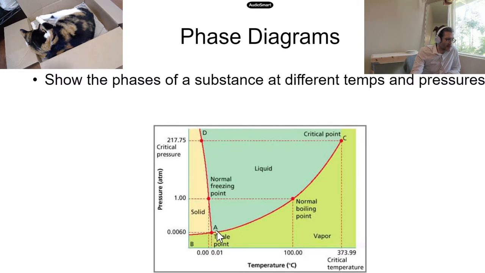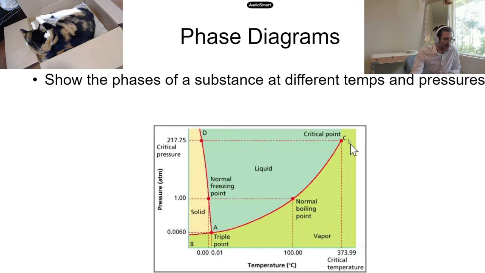This thing here, the triple point right here, what this says is that this is the point at which all three of these phases exist in equilibrium. Okay, and down below the triple point, we can sublimate from a solid to a vapor, or we can have deposition from the vapor to the solid, depending on whether we change the temperature or the pressure. Okay.